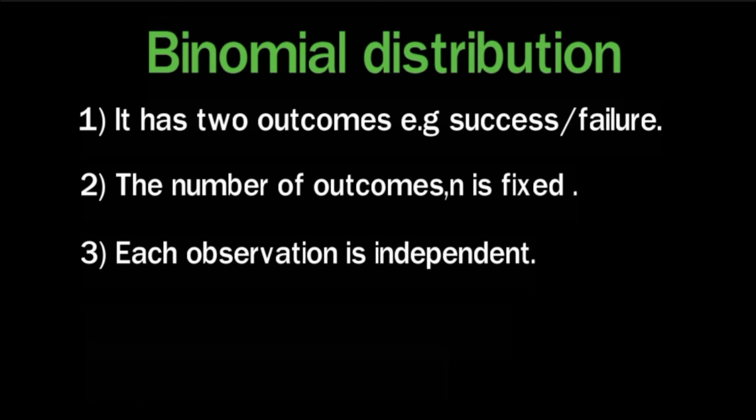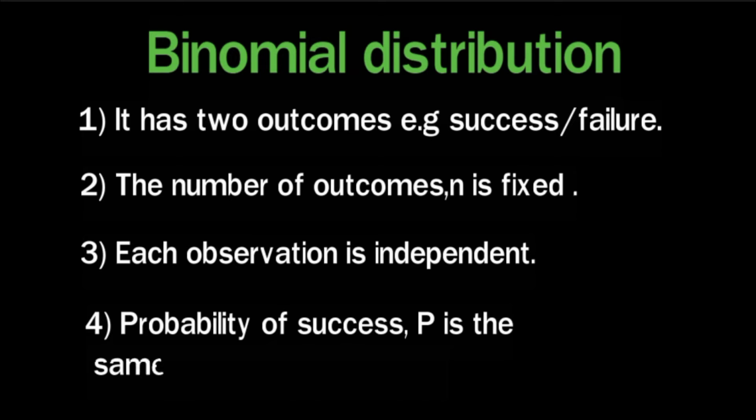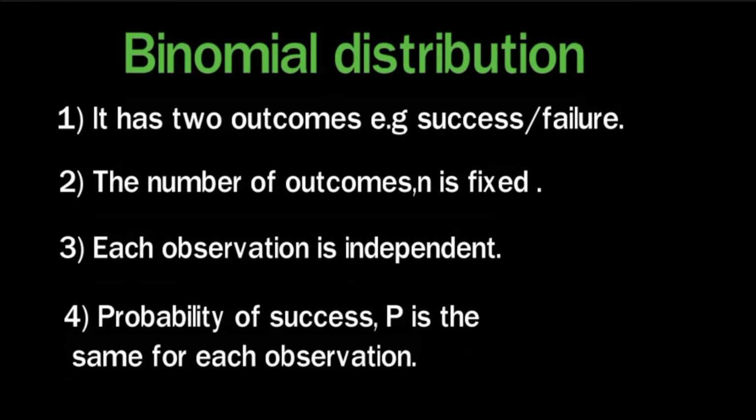Finally, the probability P of success is the same for each observation. So these are the characteristics of a binomial distribution.